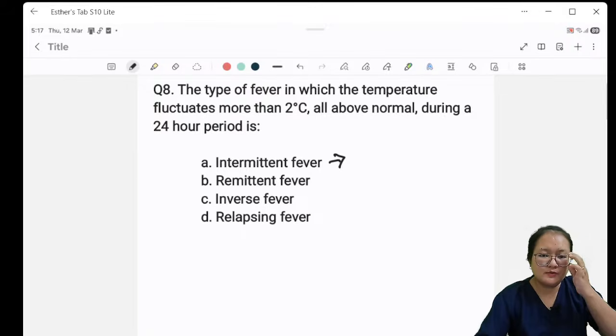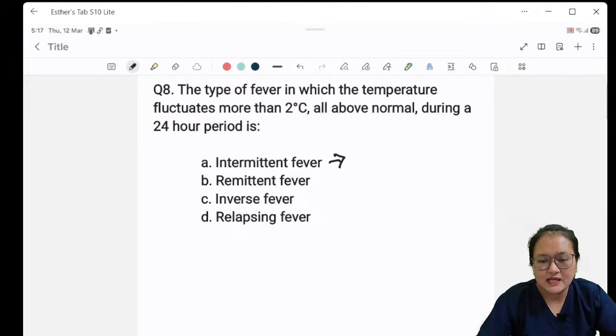Okay, but when you say remittent fever, it means that the person will have a high temperature. Okay, like 100.5, 105, then it will go down to 103, then it might go down to 101, then go up to 103 again, 105. Okay, it will always be high. There will be a fluctuation of more than 2 degrees, however, you will never touch the normal baseline. Okay, that is called remittent fever.